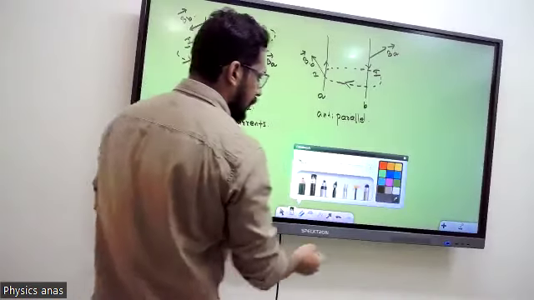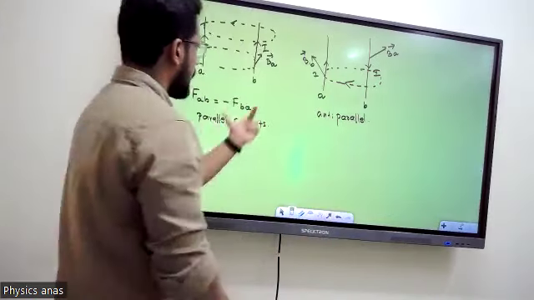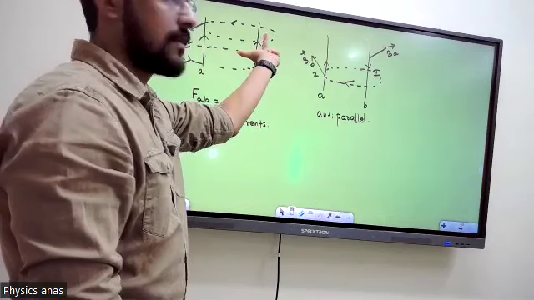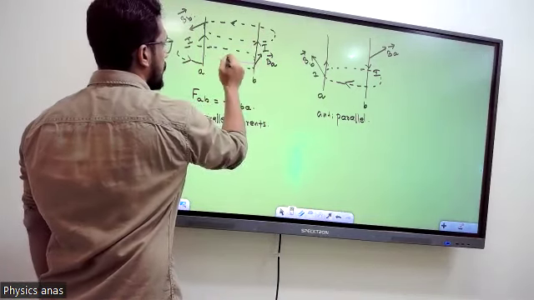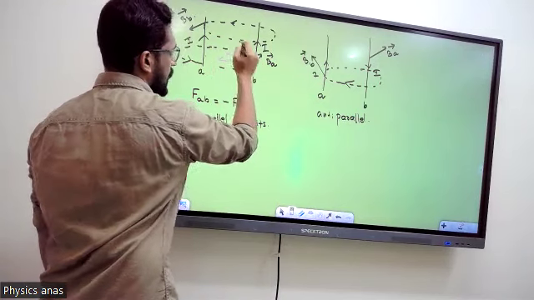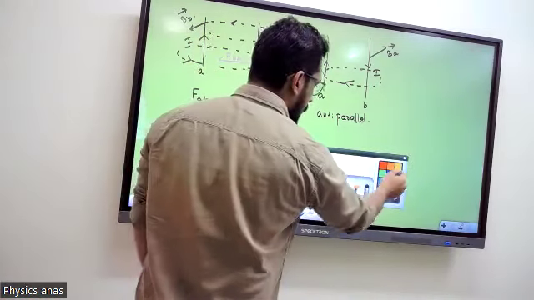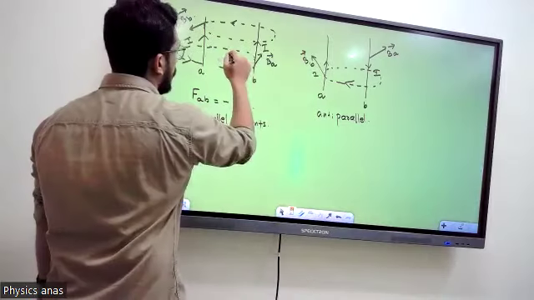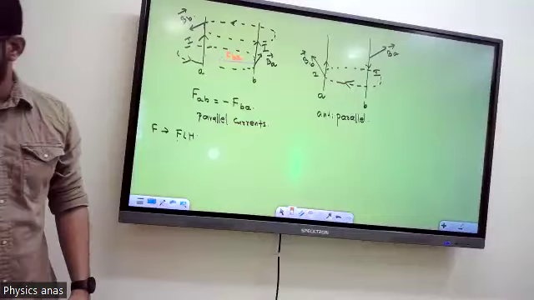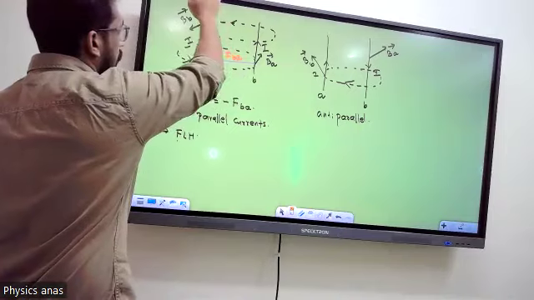I will use another color. Force is towards A, right? Like this. Then force will be towards A like this. This is FBA, the force on B due to A. Okay. What about the force on A due to B?